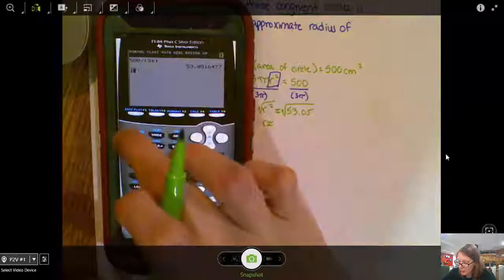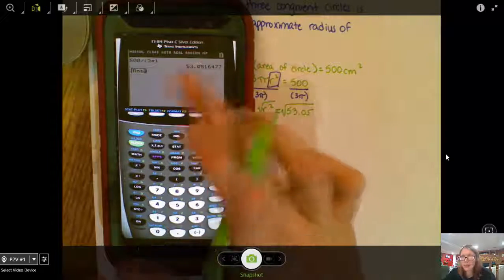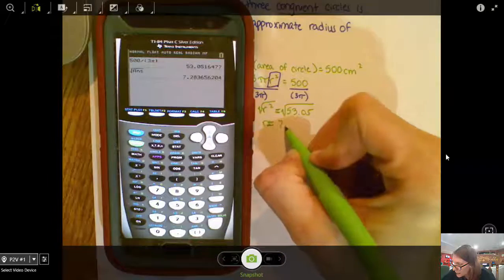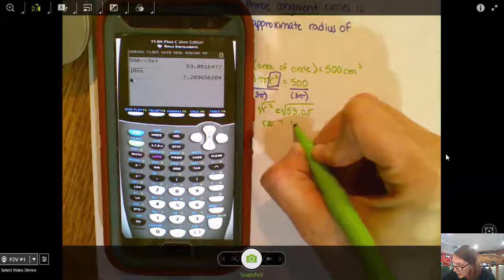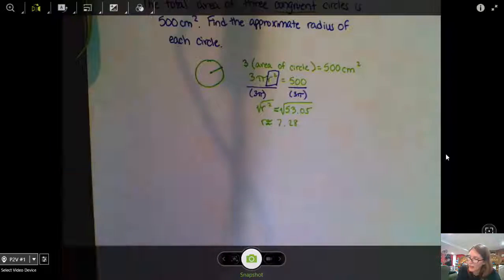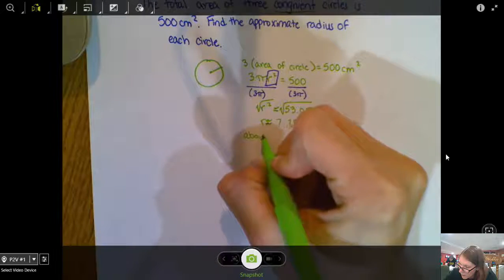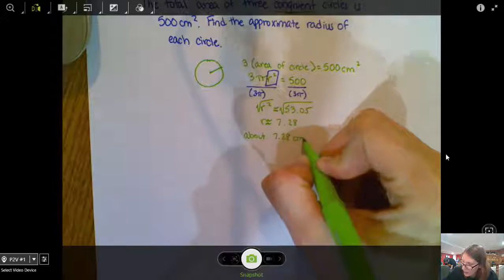To put this answer in, I'm going to hit second, my negative sign down here, and that'll take my answer and put it in. It's about 7.28 or 7.3, depending on how you want to round. I'll go to 7.28 though. So our circle's radius is 7.28 centimeters.